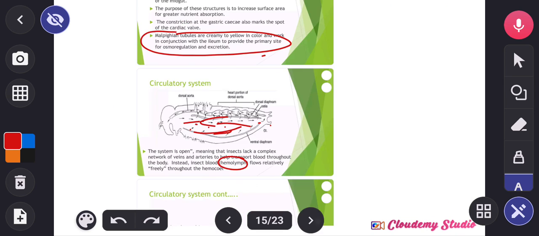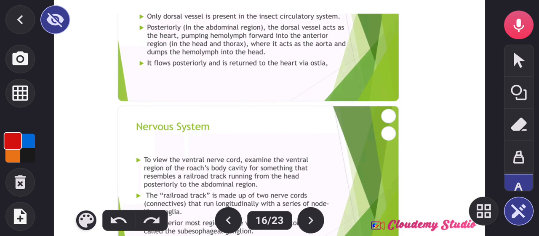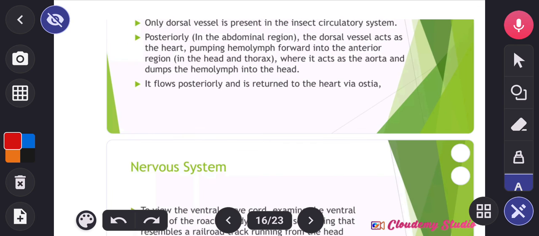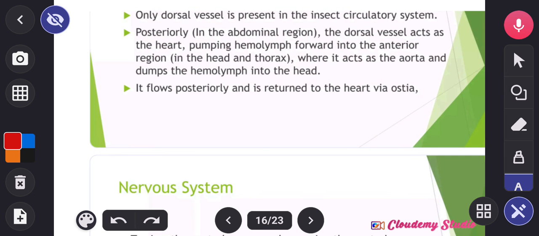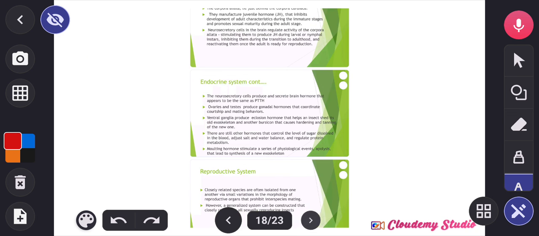You understand? And we now have only the dorsal vessel present in the insect circulatory system. Posteriorly, the dorsal vessel acts as the heart, pumping the hemolymph, which is their blood, forward into the anterior region, where it acts as the aorta and dumps the hemolymph into the head. Then it flows posteriorly and is returned to the heart via the ostia. So this is the circulatory system of insects.